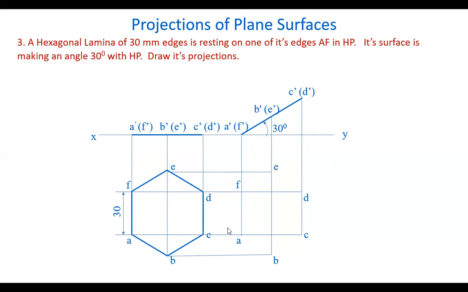Because this is the top view, all the top view points, that is A, B, C, D, E, F are marked. After marking these intersection points like this, join them by straight lines like this. You get the final projection in the top view. This is the final projection in the front view. So like this, we'll be drawing the projections of a plane surface.